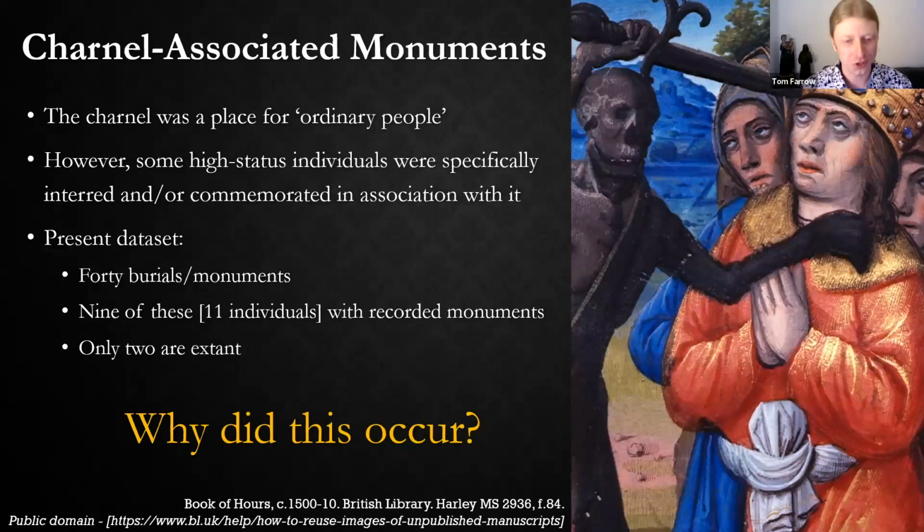And the big question, of course, is why did this occur? Why did these people choose to invest their own remains and their own memories within these contexts, which were effectively elaborate common graves? There was a lot more to them than that in terms of the ritual significance, but why would the man on the hill want to be buried with the person at the bottom?